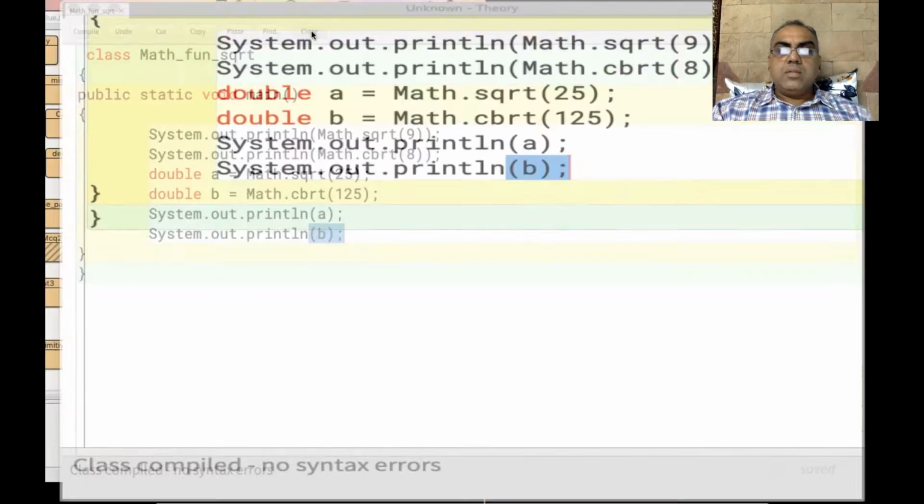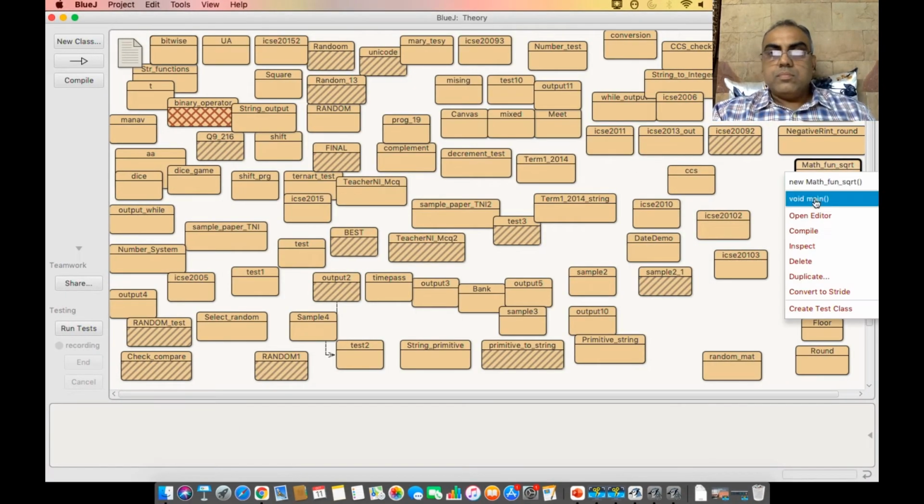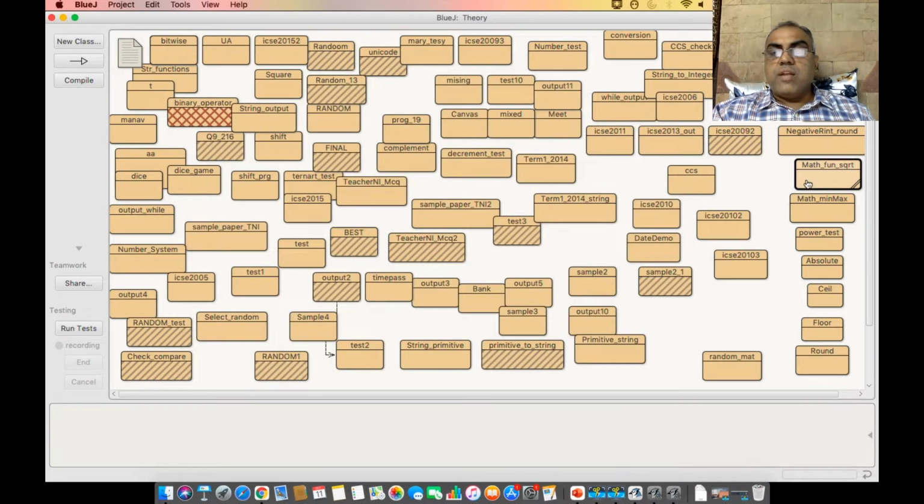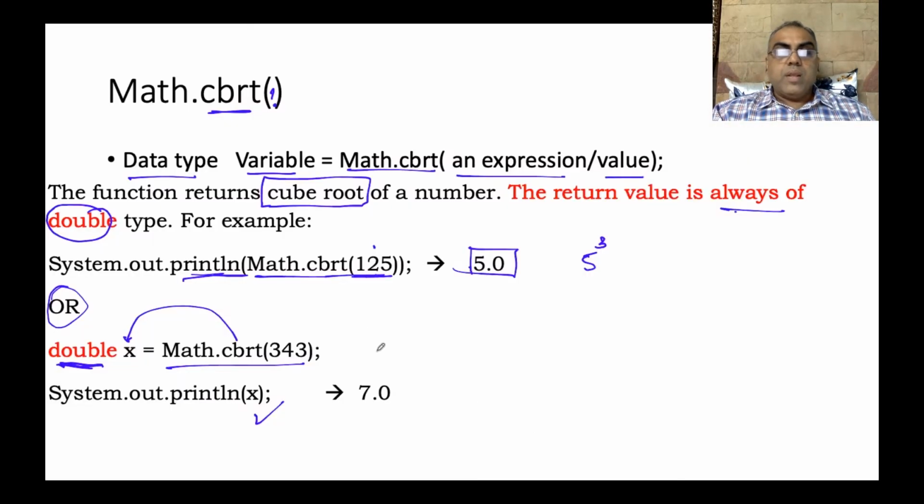Let us see this answer. 3.0, which is the square root of 9, 2.0 is the cube root of 8, 5 is the square root of 25 and 5 is also the cube root of 125. So this is how the values have come.